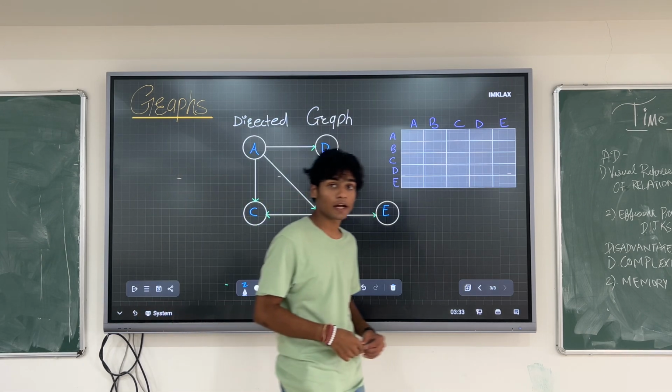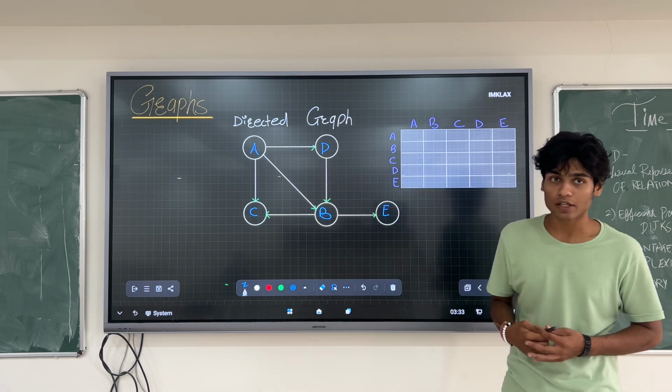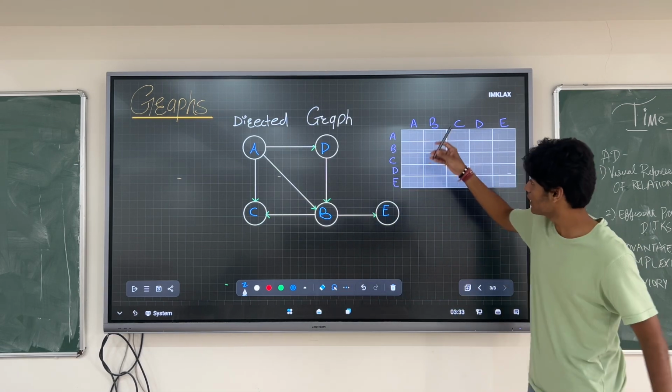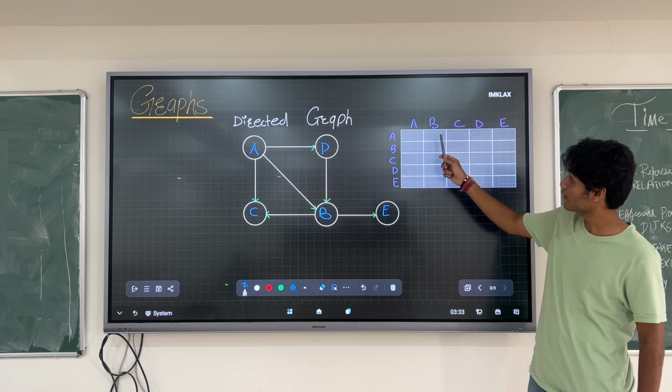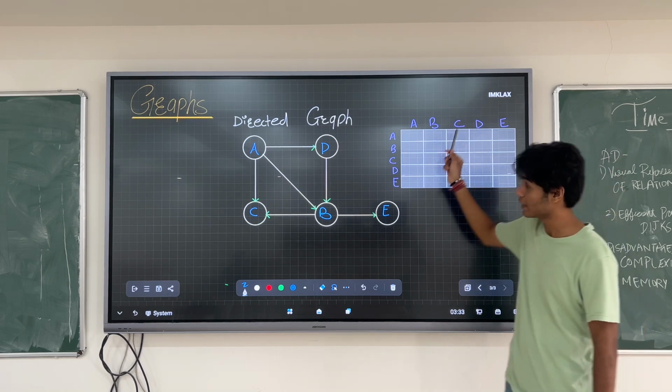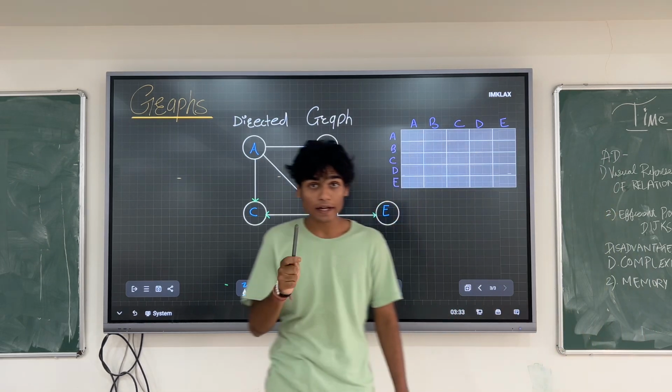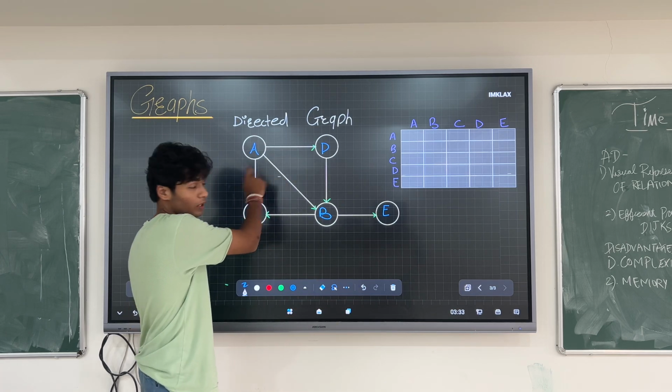Now in a directed graph, there is a concept of adjacency matrix. That is, we will write 1 where we have adjacent nodes. An adjacent node is a node which is directly connected to the previous node.